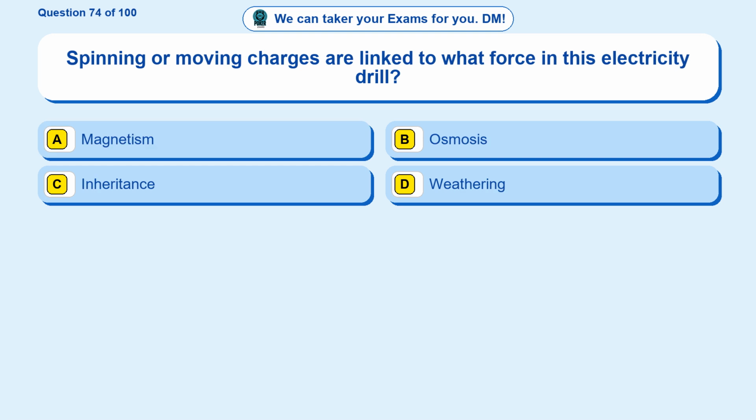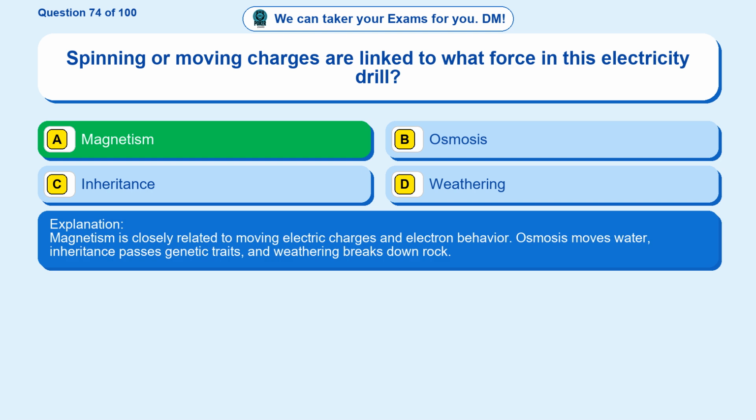Question 74. Spinning or moving charges are linked to what force in this electricity drill? Option A, magnetism. Option B, osmosis. Option C, inheritance. Option D, weathering. The correct answer is option A. Magnetism. Magnetism is closely related to moving electric charges and electron behavior. Osmosis moves water, inheritance passes genetic traits, and weathering breaks down rock.